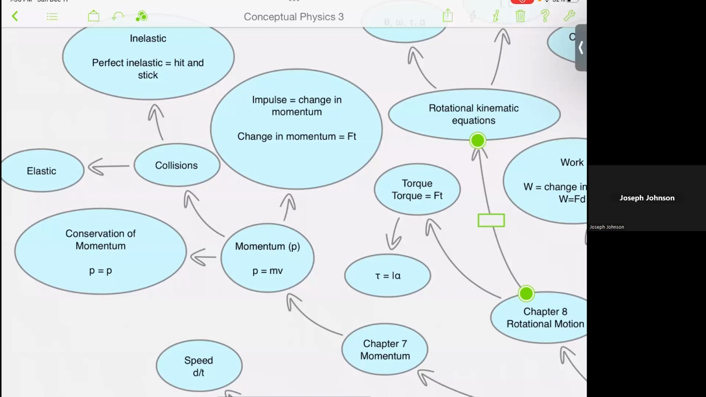On the other end of the spectrum is perfectly inelastic, where a pretty substantial chunk of that energy is dissipated into the environment in the form of heat. That's when objects will hit and stick together. And I think that's all we talked about in that chapter. So in the inelastic, there's no conservation of kinetic energy. Correct.